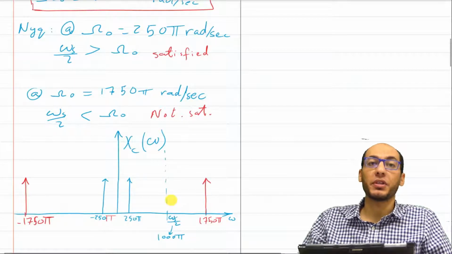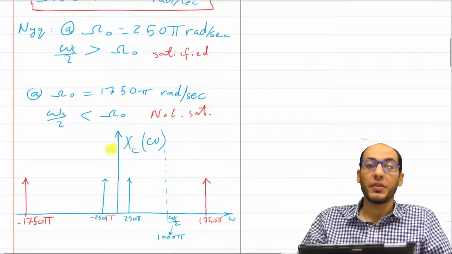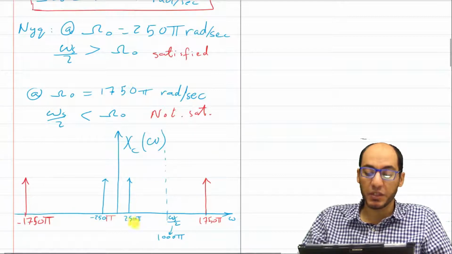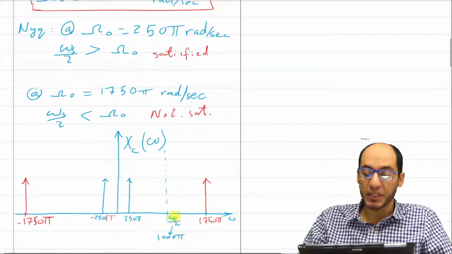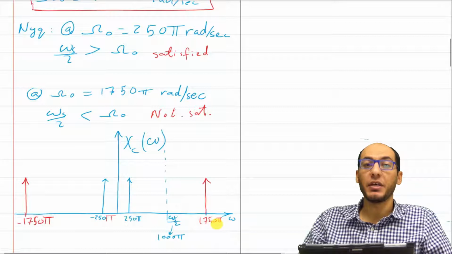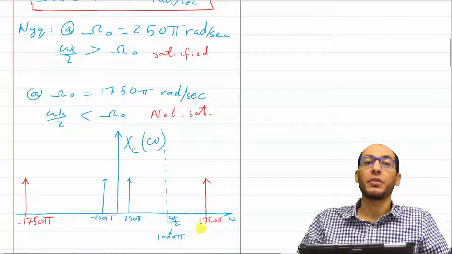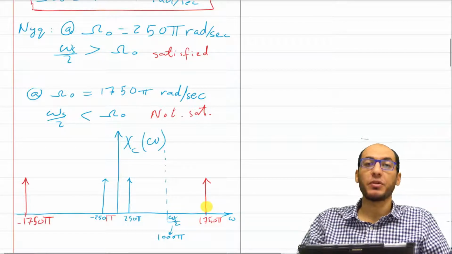And if I'd like to plot this in the frequency domain, which is not required, then I'm going to see that omega naught is satisfied when it is 250 pi, because omega s over 2 is 1000 pi. 250 pi is less than 1000 pi. But when it is 1750 pi, then it is not satisfied. And this is why the cosine is basically not going to be reconstructed back again if it was sampled with that low sampling frequency.